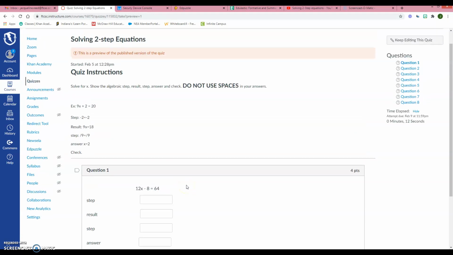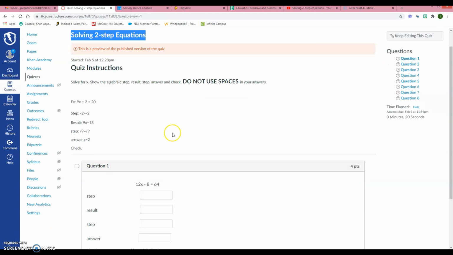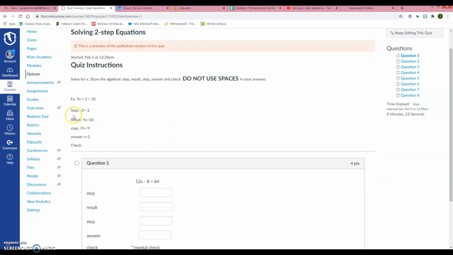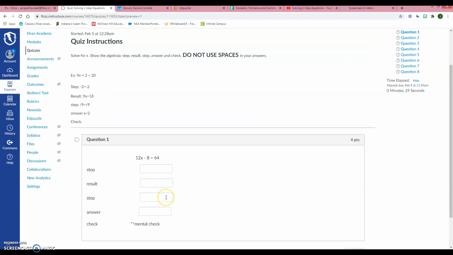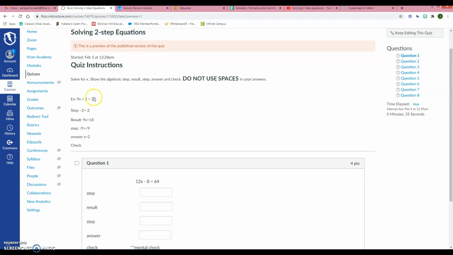Hi guys, so I am going to be going through 3 of your questions on your homework tonight. This is the solving two-step equations homework. Like I said, you will have to show your steps and your work on this Canvas assignment, and I just want to make sure that you are typing it in correctly so that you don't get counted wrong for it, okay?